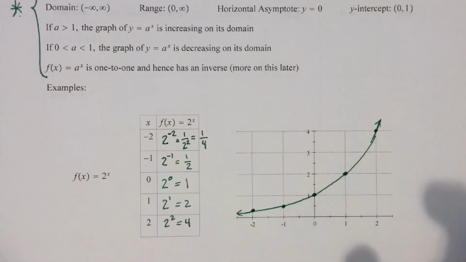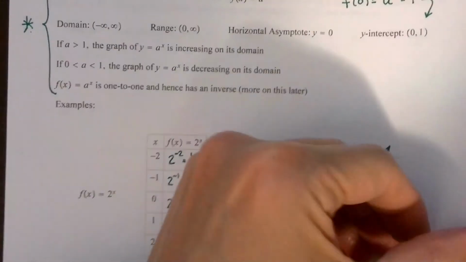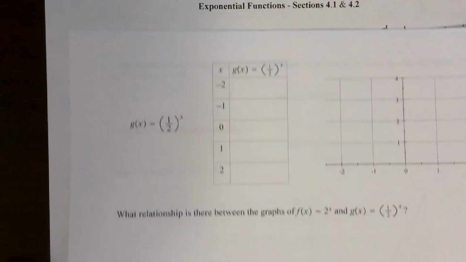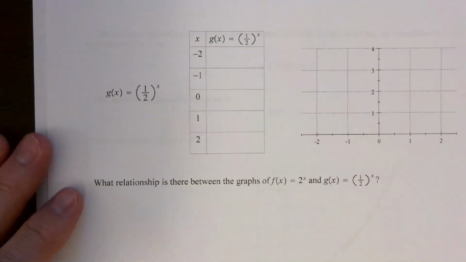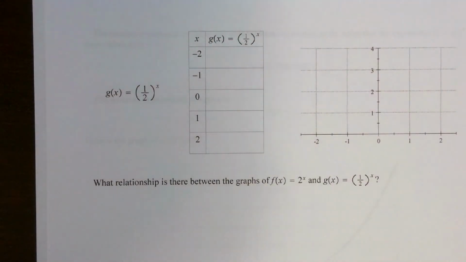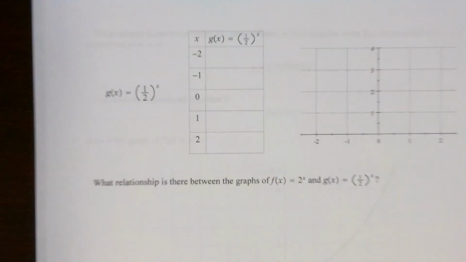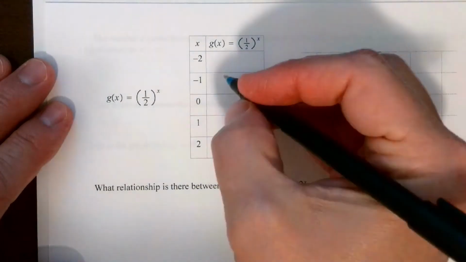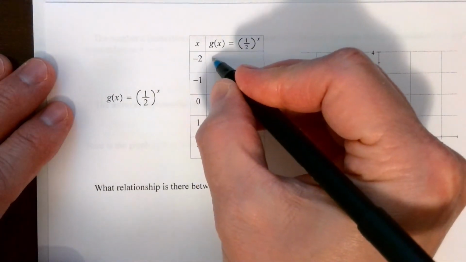Okay. Let's take a look at another exponential function. This time I want my base to be 1/2. Base to be 1/2. So, what does it mean to take 1/2 to the negative 2 power?